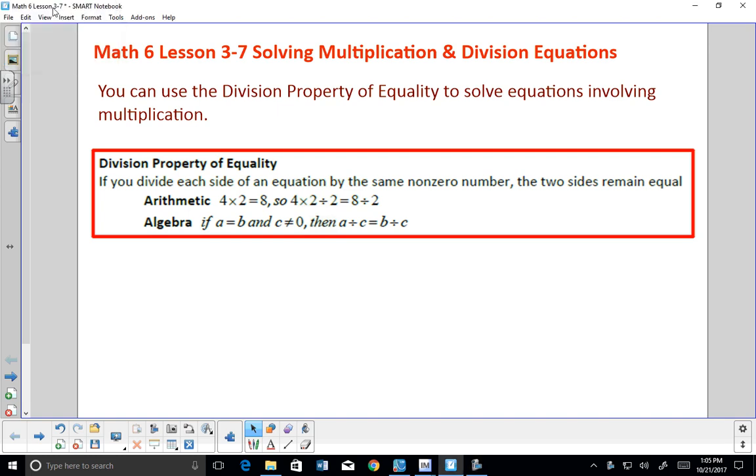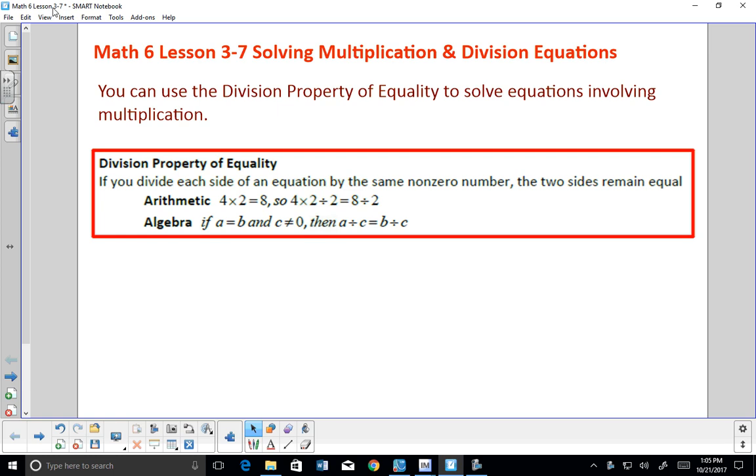This is Math Lesson 3-7, Solving Multiplication and Division Equations. You can use the division property of equality to solve equations involving multiplication. The division property of equality says that if you divide each side of an equation by the same non-zero number, the two sides will remain equal.